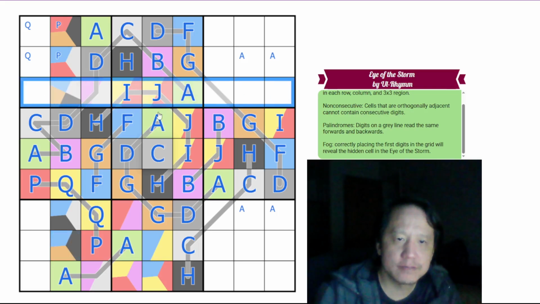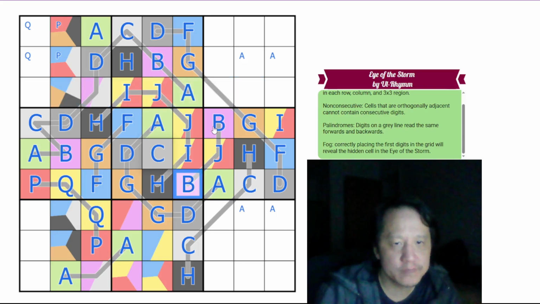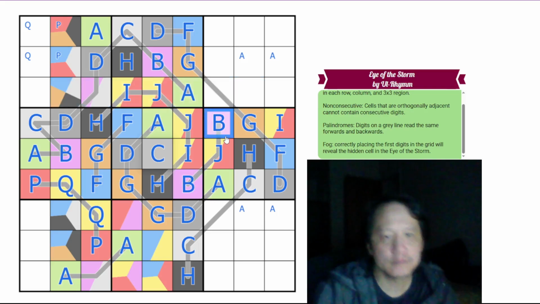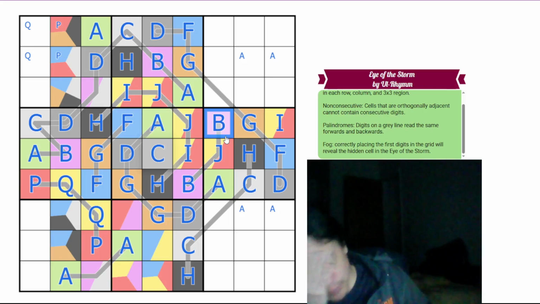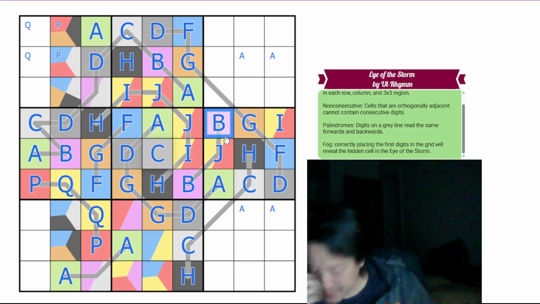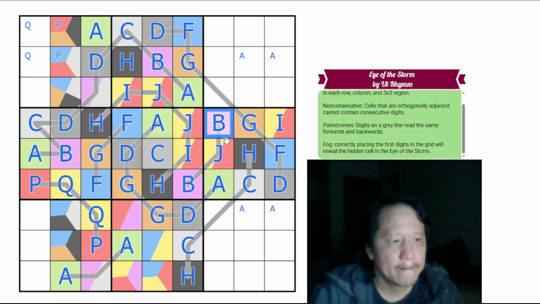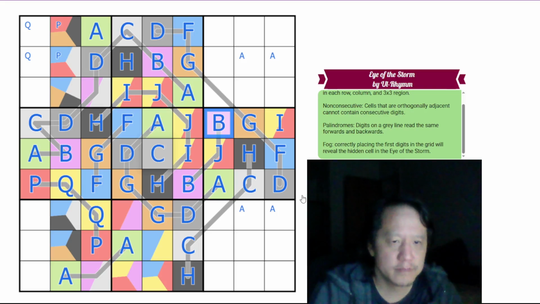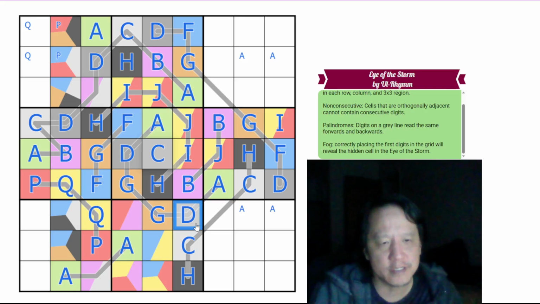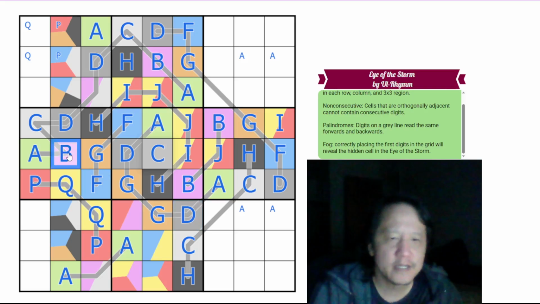What about these? What digits are consecutive with which? Obviously, if you're consecutive with everything but another digit, you have to be 1 or 9. But we don't really know. So B is consecutive with a lot of things. B is consecutive with D, A, Q, and G.